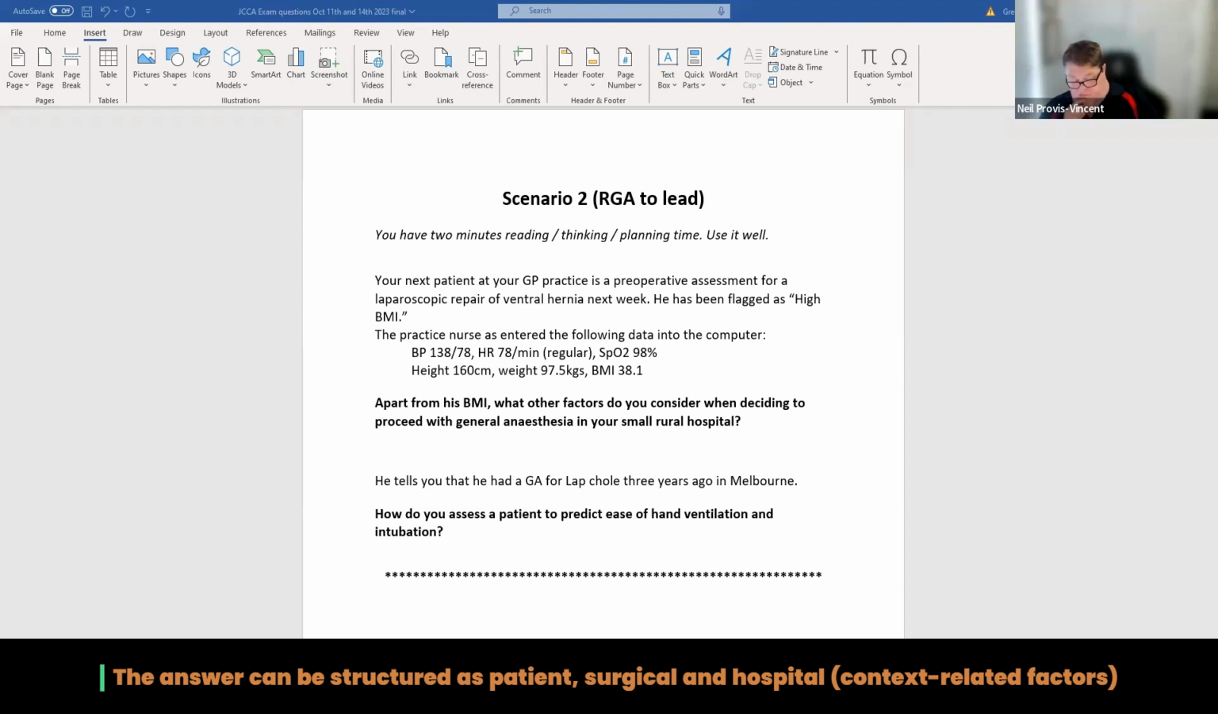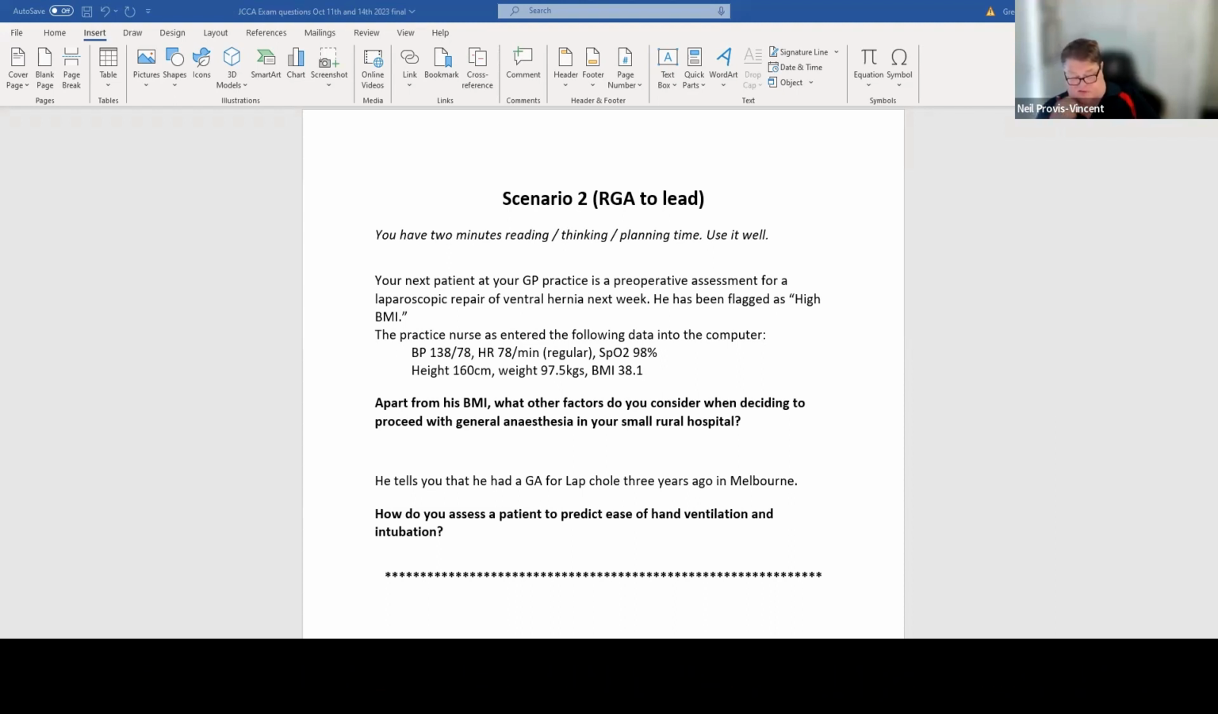Okay. Do you ever consider hospital-related factors, rather than patient generic factors? Are there any hospital-related issues you might consider to decide whether or not this patient is suitable? Yes.